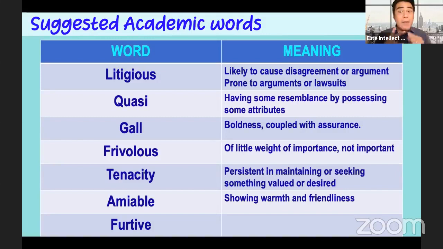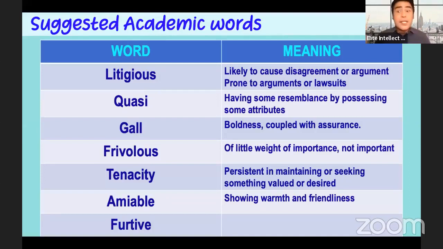Okay, what else? Amiable. Amiable is showing warmth or friendliness. So I love talking to her because she is quite amiable. It means that she is a friendly person and she's also showing her warmth when you're talking to her. I have a friend. His name is Bruno. And he is quite amiable. There you go.